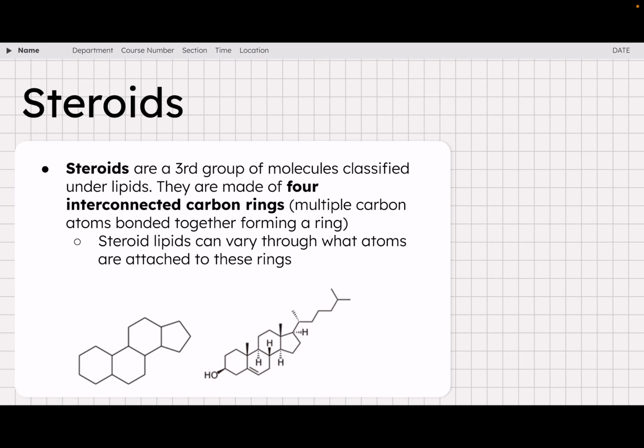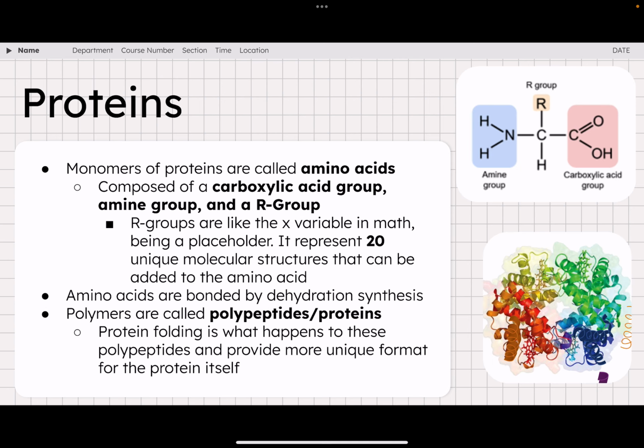Right? And these 4 rings are found in every single steroid, and what makes each steroid unique is what's added onto them. Let's now talk about proteins.